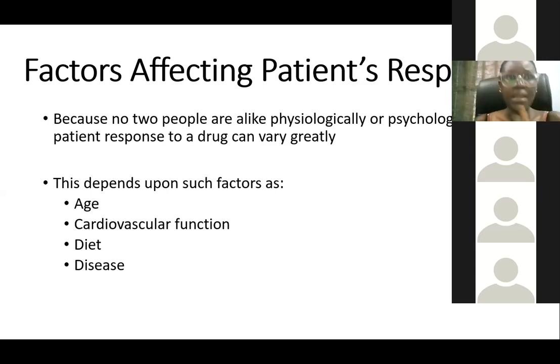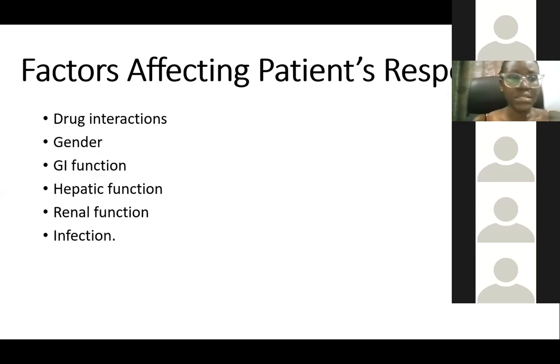Diet, underlying disease, for example, renal disease, liver disease, drug interactions. So let's say this patient is already on a certain medication. If you give another medication, because it can interact with that medication, you may want to choose another medication. Then gender is also important. GI function. If a patient has a condition of the GI, let's say gastritis, you can't give NSAIDs, okay? And then underlying infection.